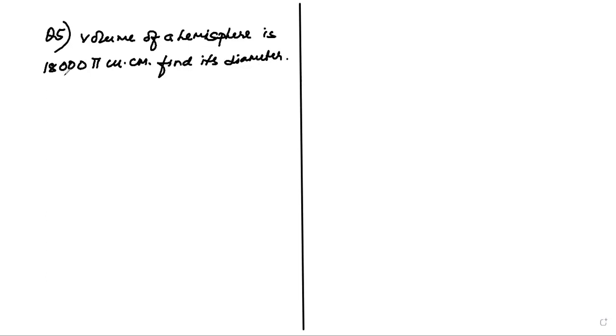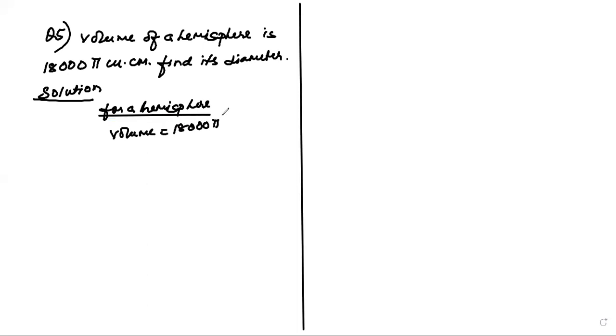Volume of a hemisphere is 18,000 pi cubic centimeter. We're doing question number 5, children. Volume of a hemisphere is 18,000 pi cubic centimeter. Find its diameter. When you see this, children, we are talking about what? A hemisphere. I underline it. Now, what is given about the hemisphere here? They're giving us a volume. Volume equals 18,000 pi cubic centimeter.